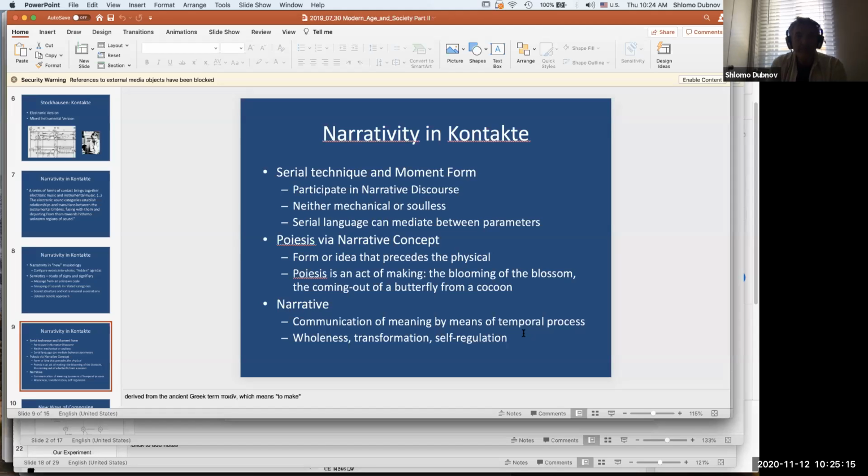Here we think about narrative in a very abstract way. It's just communicating meaning by means of creating a temporal process. So the meaning becomes relations between sounds, surprises, changes in textures, this contact, basically this encounter and a discourse between these sounds. That's the story, okay?